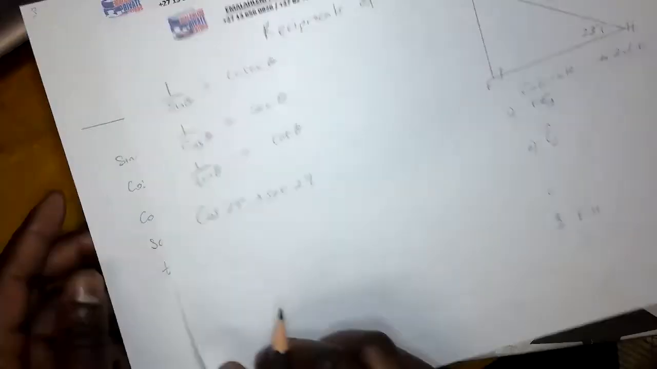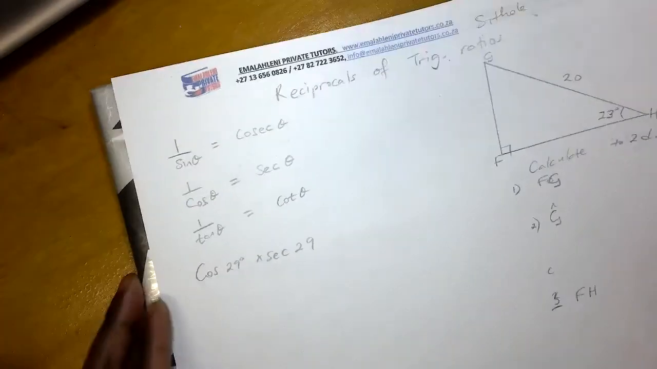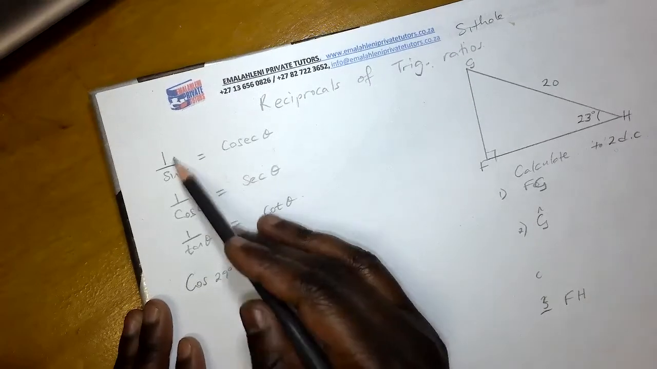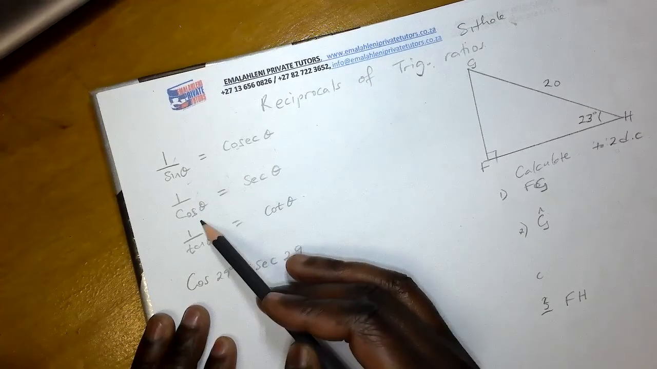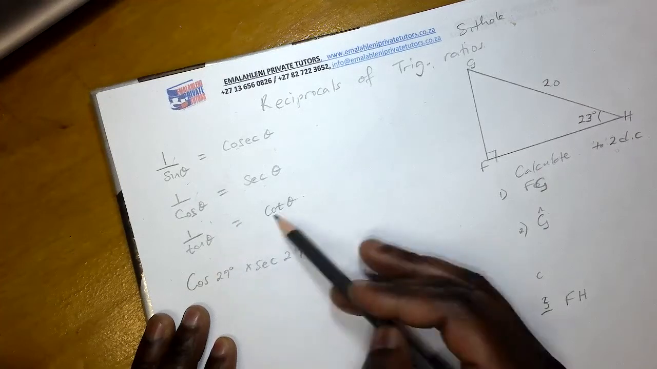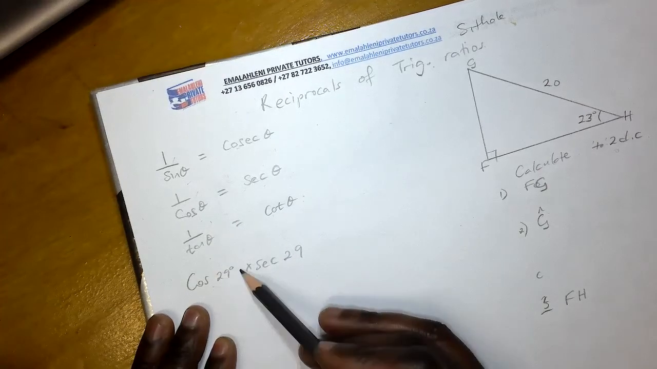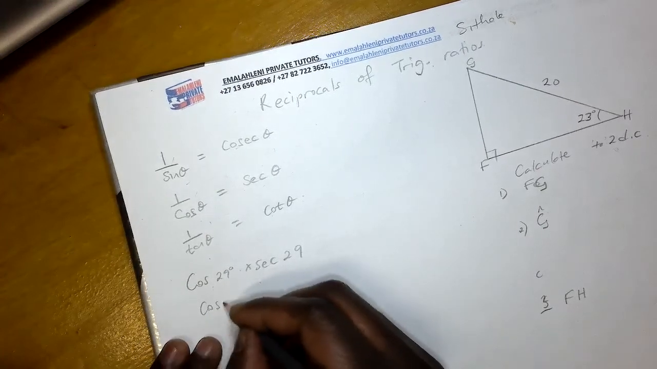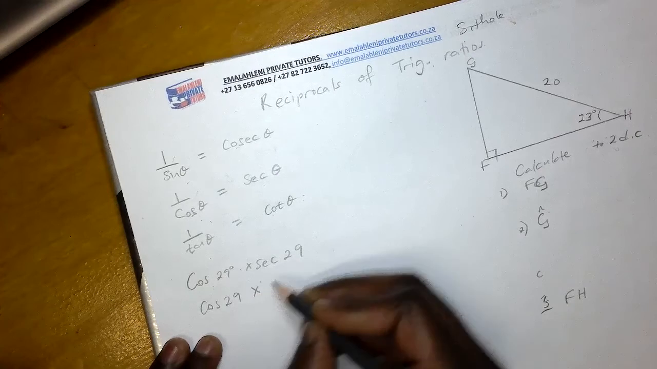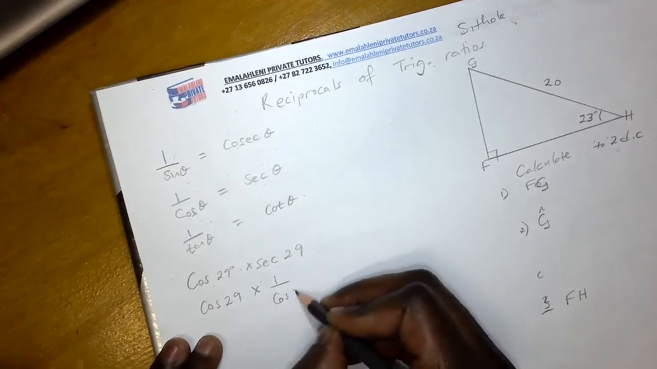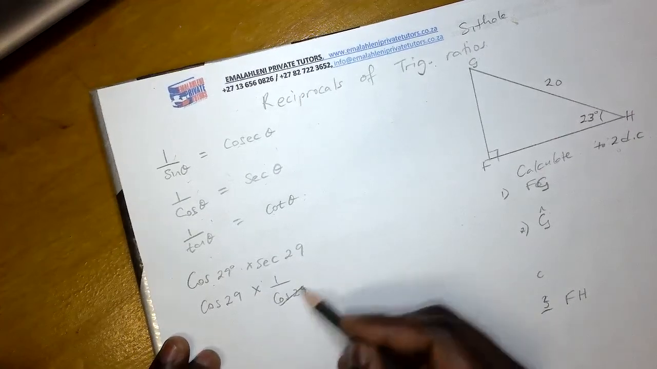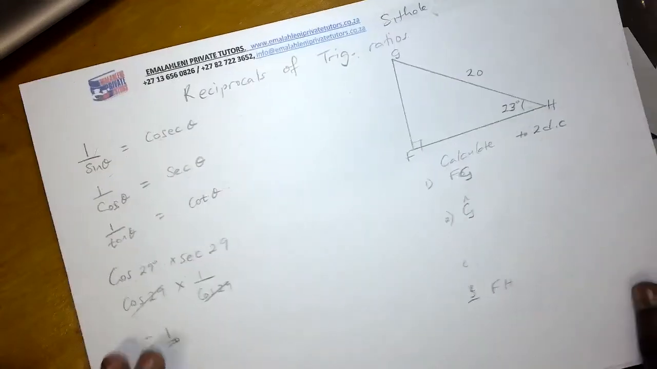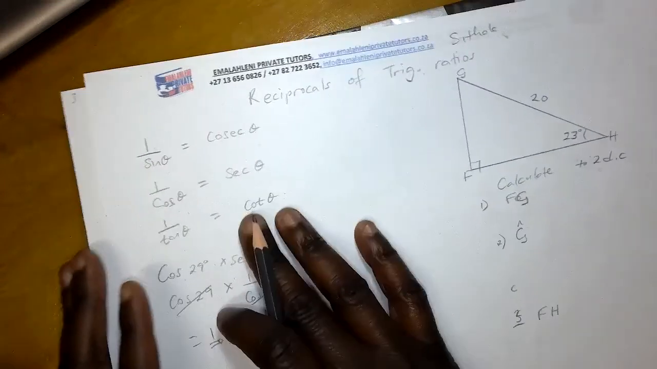Now, let's move on to what we call the reciprocals. With the reciprocals, we are saying 1 over sine is cosec theta, 1 over cos is sec theta, 1 over tan is cot theta. Now, when we say cos 29 times sec 29, it means cos 29 times 1 over cos 29. Then we cancel, and it is going to give us 1. So this one is just for you to see. You must always remember this.